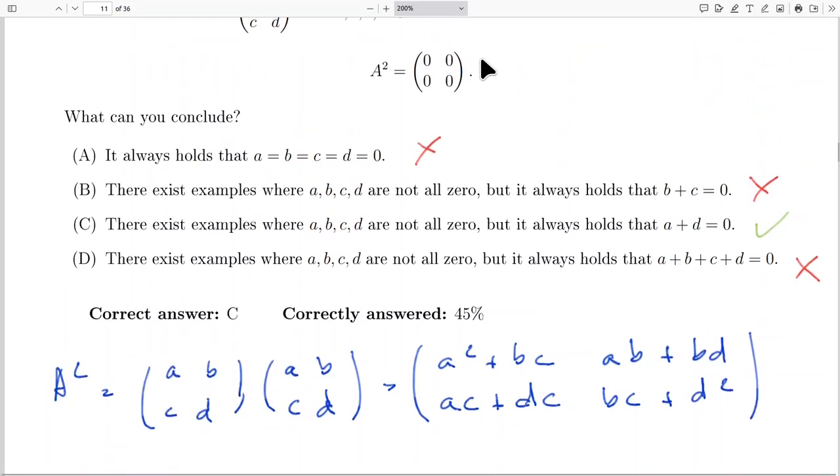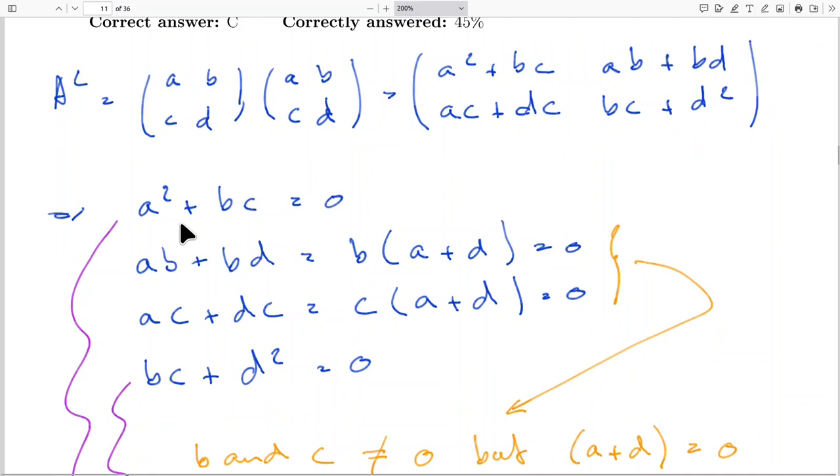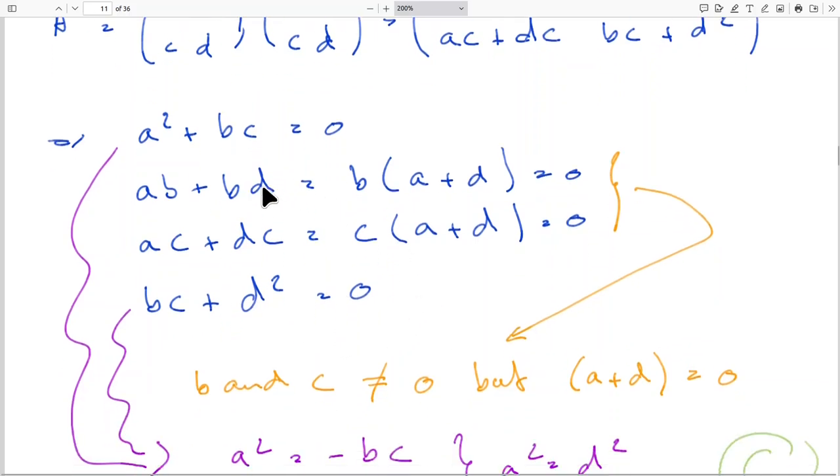And all of that should be equal to 0, so that means every term of this matrix should be 0. So A squared plus BC is 0, AB plus BD, you can factor out a B, you get B times (A plus D) is 0, AC plus DC, factor out C, you get C times (A plus D) is 0, and then BC plus D squared is 0. So from those two, you can conclude that B and C don't have to be 0, but A plus D then has to be 0.